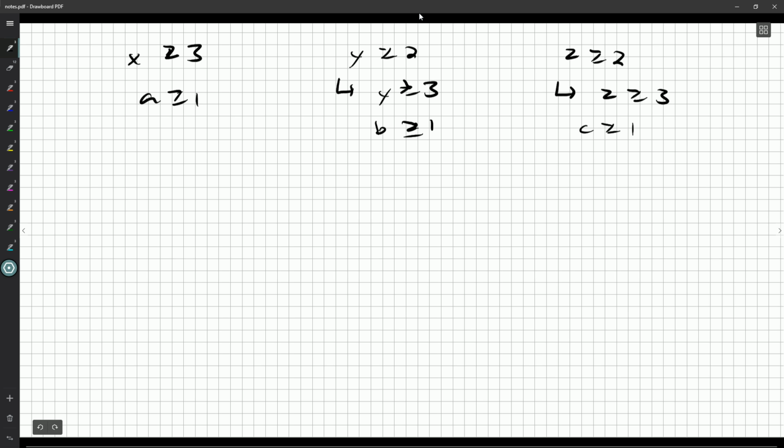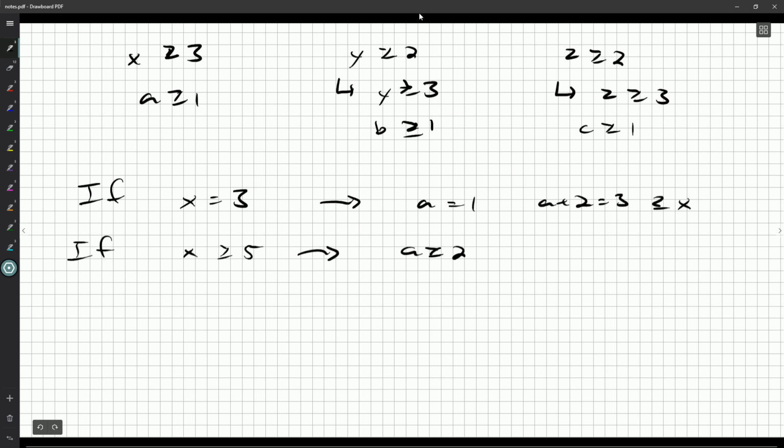So I guess here's what we could say. If X actually is equal to 3, A is 1, A plus 2 is 3, which is less than or equal to X, which is good. If X is bigger than or equal to 5, A is at least 2, and so X is 2A, which is A plus A, which is greater than or equal to A plus 2. So once again, A plus 2. Either way, A plus 2 is less than or equal to X.